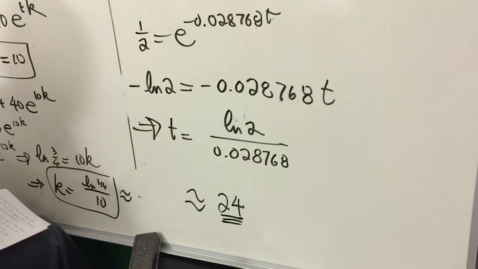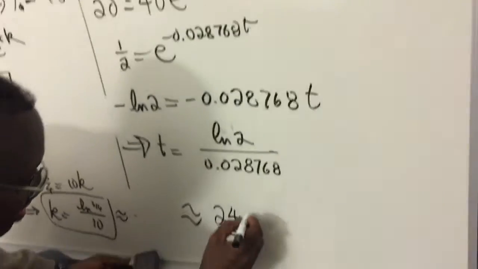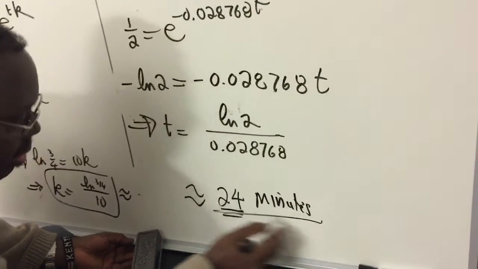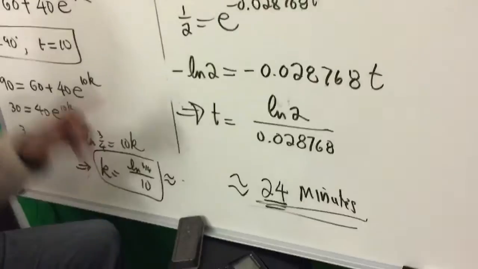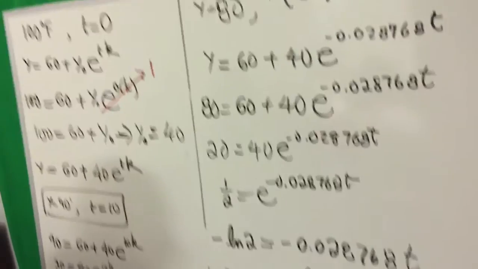How much longer will it take for the temperature to decrease to 80 degrees from 90? That's the answer, 24 minutes. Remember, it started from 100 to 90, and then from 90 to 80, it takes 24.